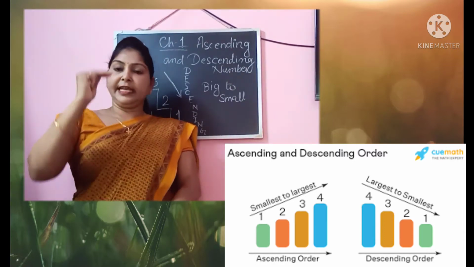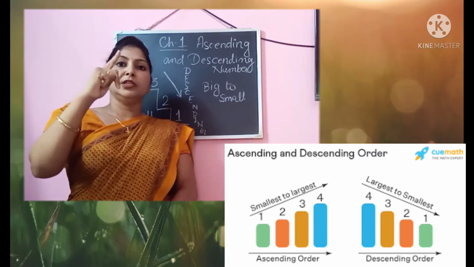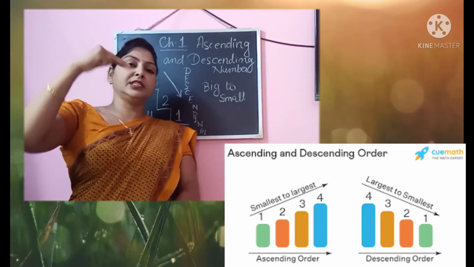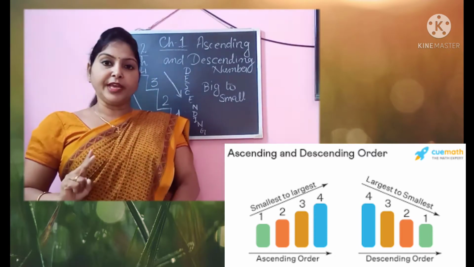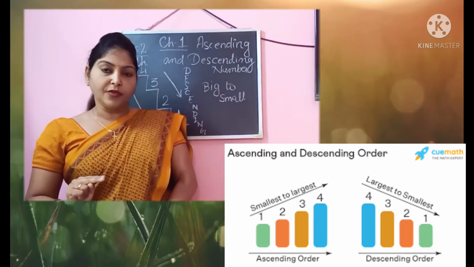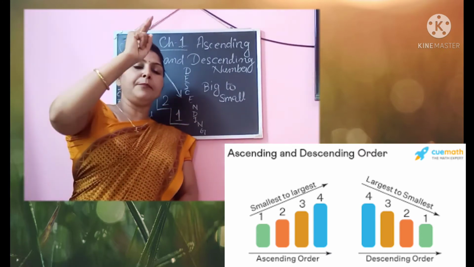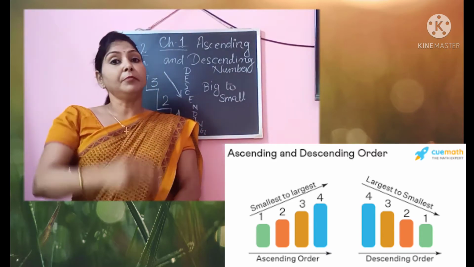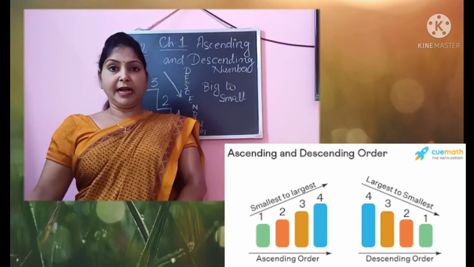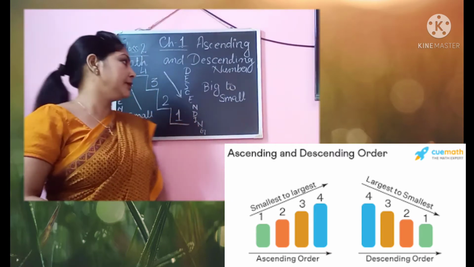Then 1 is the first floor, 2 is the second floor, 3 is the third floor, 4 is the fourth floor. So what we are doing? From ground floor we are going up. From down, when we go up, then we are ascending. Okay. And from up, when we come down, then we are descending. Same thing happens with numbers also.